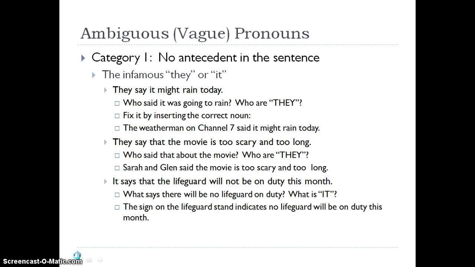It says that the lifeguard will not be on duty this month. What says there will be no lifeguard on duty this month? What is the it? The sign on the lifeguard stand indicates no lifeguard will be on duty this month. It can't say a thing. It is neuter.